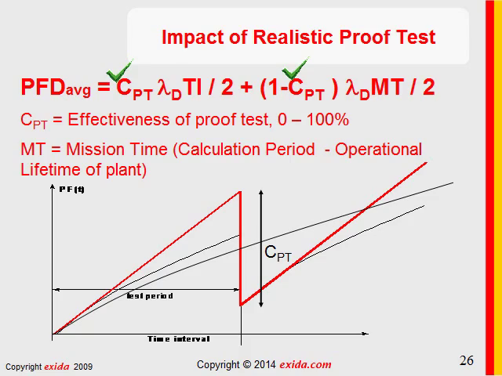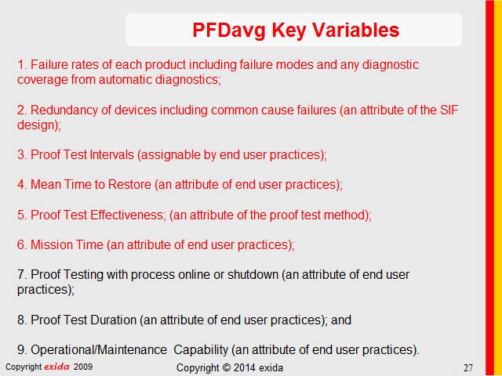That gives you a good average over a given mission time. So we've covered now the dangerous failure rates, the detected and the undetected. We've shown you how to deal with redundancy of devices, proof test intervals, mean time to restore, proof test effectiveness, and mission time. Those last two variables, 5 and 6, come in together when you account for imperfect proof testing.